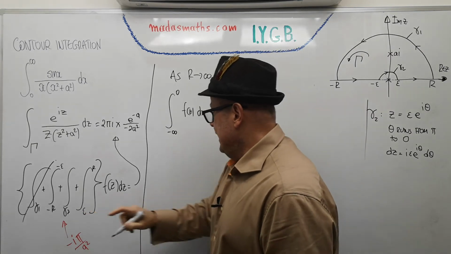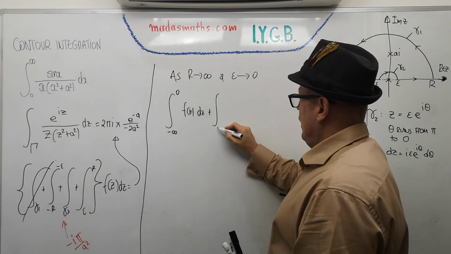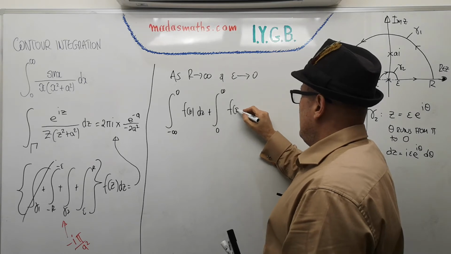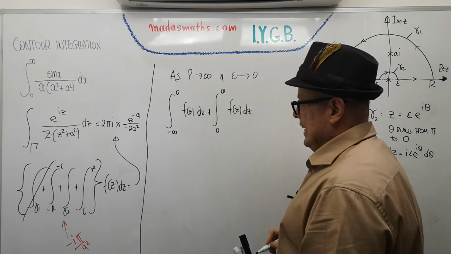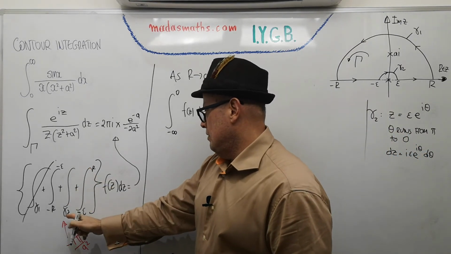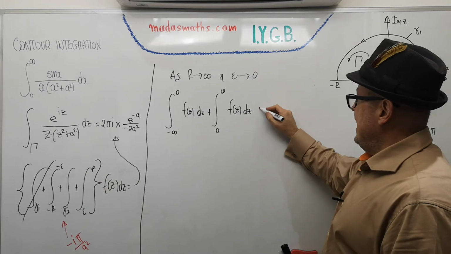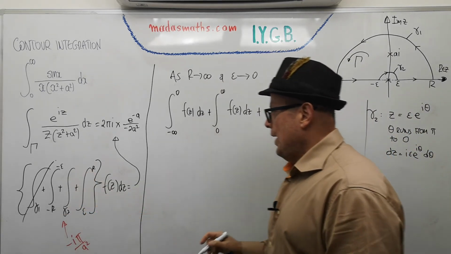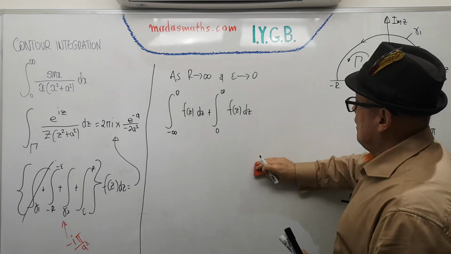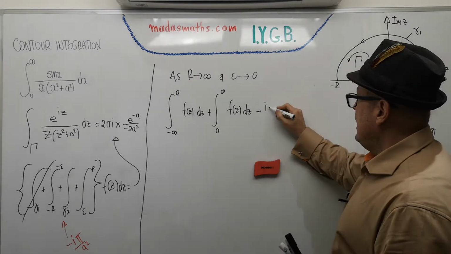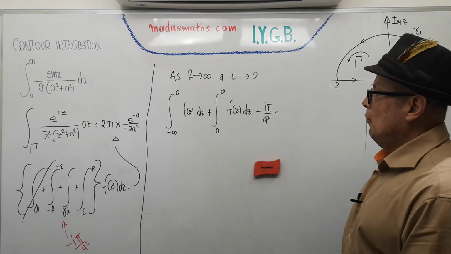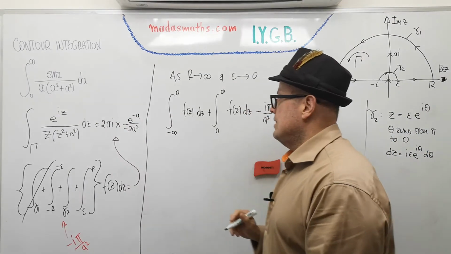I'm going to write this one next, plus the integral from 0 to infinity of my f of z dz. This particular contribution, careful because it's negative, plus the integral around gamma 2, which I have evaluated, so it's not a plus, it should be a minus in there, minus i pi over a squared. Of course, it should give me 2 pi i times this thing here.